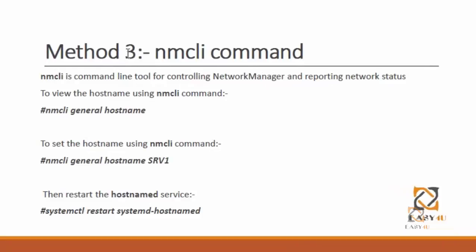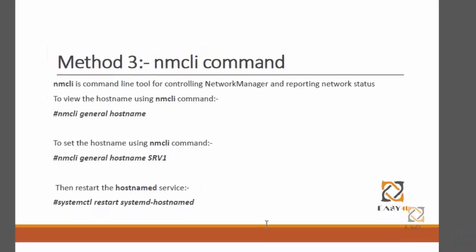The third method is the nmcli command. To view the current host name of your Red Hat Linux machine using the nmcli command, you need to execute this command, nmcli general hostname. To set the host name using the nmcli command, you need to execute this command, nmcli general hostname, then the host name whatever you want to set for your Linux machine, then restart the hostname service.